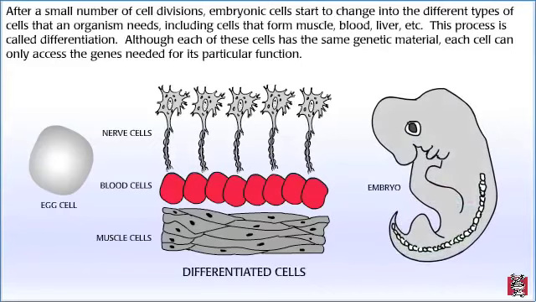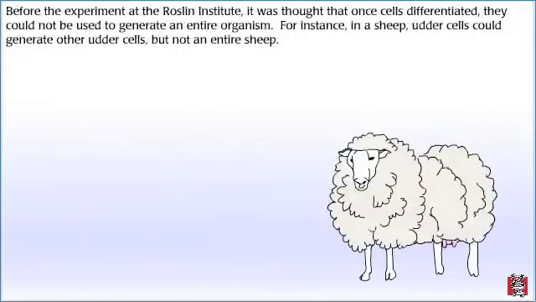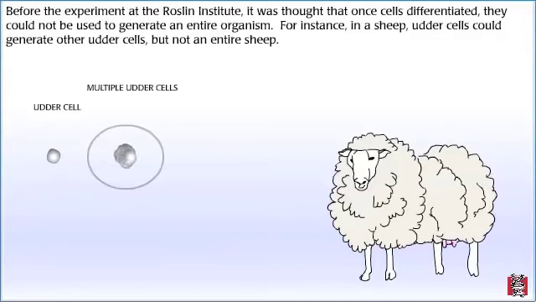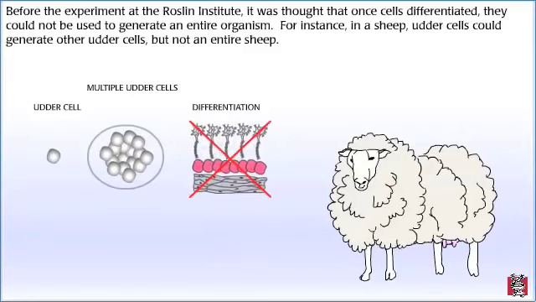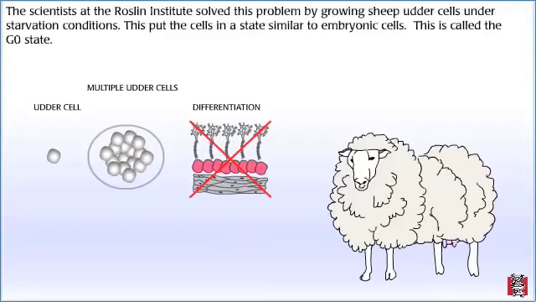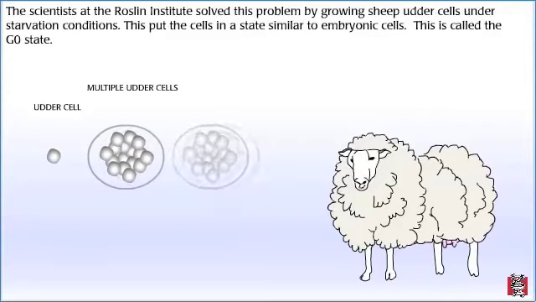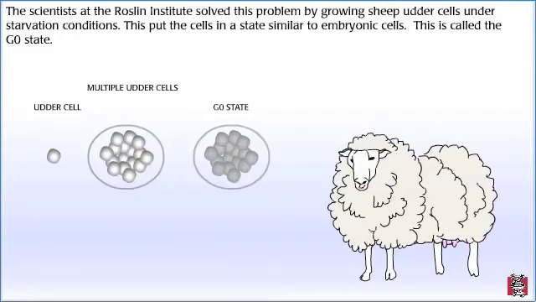Although each of these cells has the same genetic material, each cell can only access the genes needed for its particular function. Before the experiment at the Roslin Institute, it was thought that once cells differentiated, they could not be used to generate an entire organism. For instance, in a sheep, udder cells could generate other udder cells, but not an entire sheep. The scientists at the Roslin Institute solved this problem by growing sheep udder cells under starvation conditions. This put the cells in a state similar to embryonic cells. This is called the G0 state.